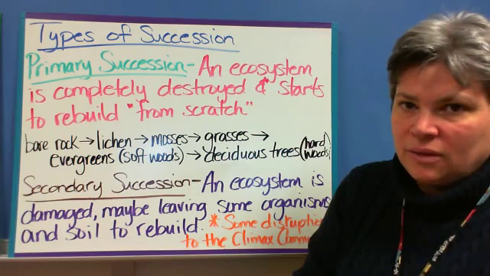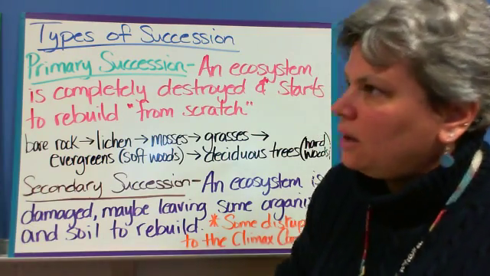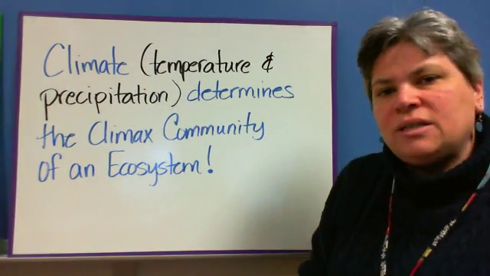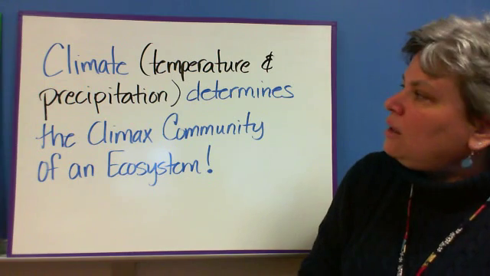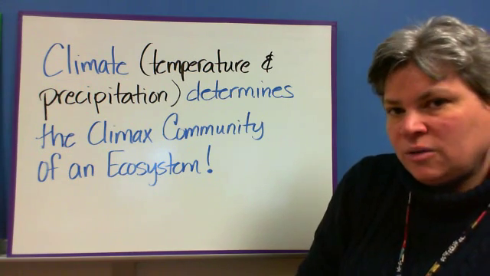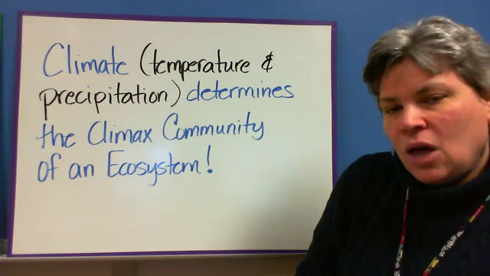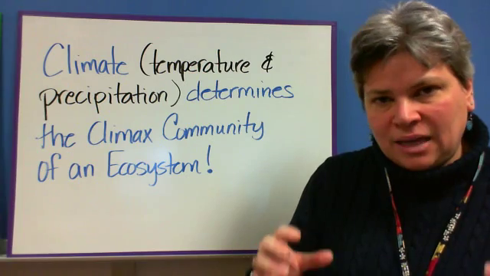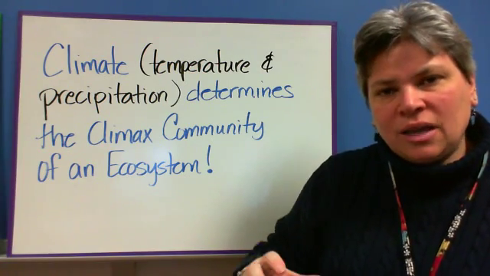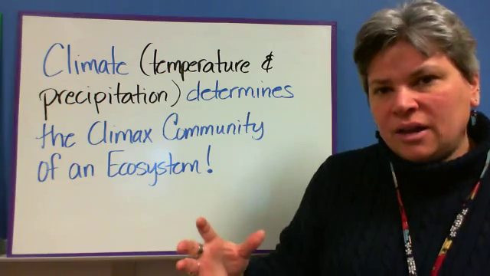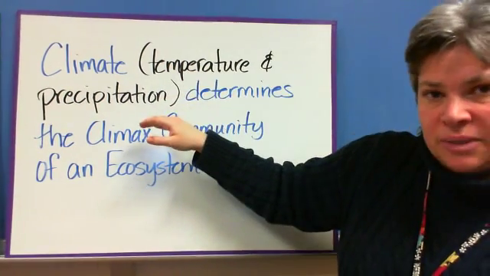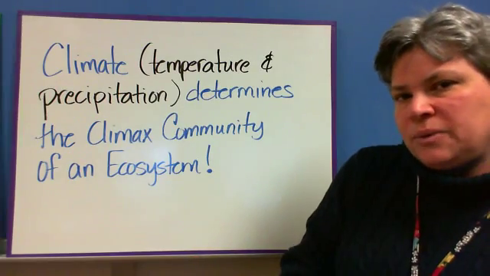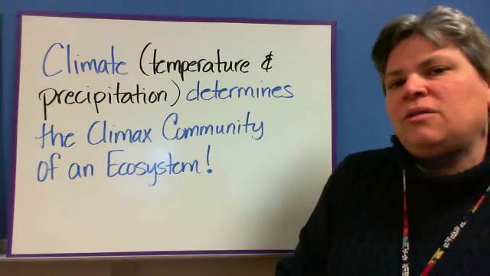One final thing to talk about when it comes to your climax community, and that's what actually determines the climax community of an ecosystem. The climate is what determines the climax community of an ecosystem. When we talk about climate, remember, we're not talking about weather. Weather is what's happening here today, right now. Climate, we're talking about what's the overall picture for an area. So generally, we're concerned with the temperature and the precipitation. So when we're looking at the climate, we want to know what is the temperature and what is the precipitation in that area. And that's going to determine your climax community.